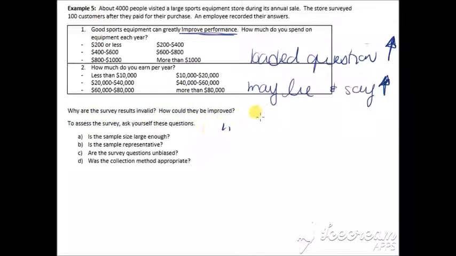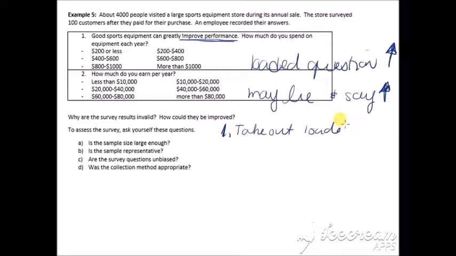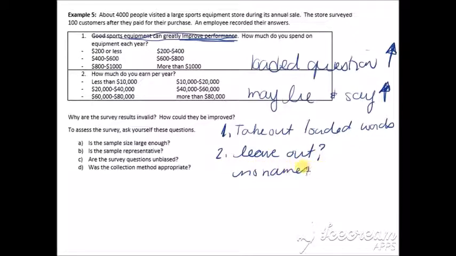Okay, so how can they be improved? Number one, take out the loaded words. Just that first sentence. Essentially, how much do you spend on equipment each year? That's it. Take this out. And then number two, maybe leave out the income question. I don't know why this is relevant. Or you can put no name associated, like no name at the top.